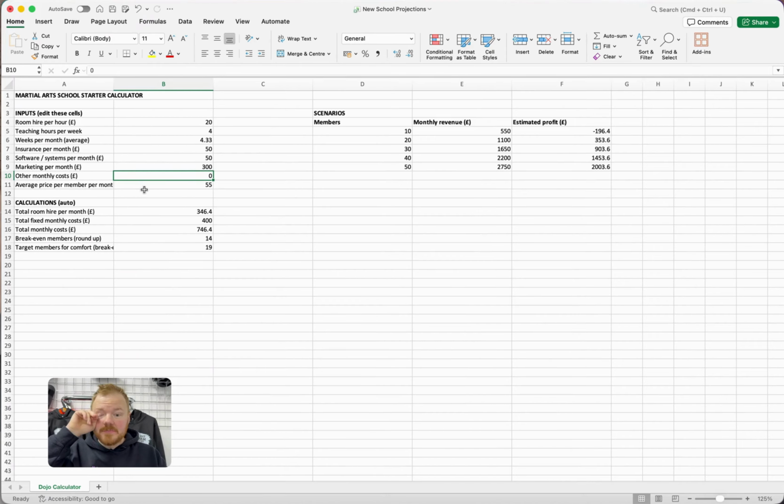And then you've got an average price per member per month. So 55 is just really, really random. It can be whatever it wants in there. I'll even drop it down just to help make it a little bit more realistic. So if you're charging £50 for 2 classes a week, then first of all, that's very, very reasonable because if we go to 40, 8 classes, that's £5 a class. So you're between £5 and £6 a class at £50 a month.